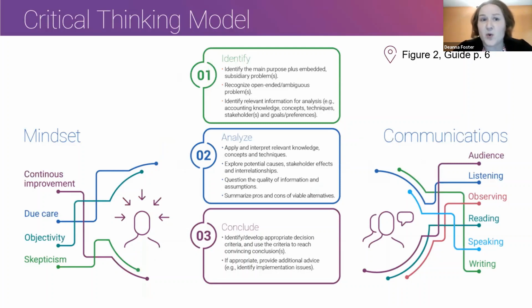And then I plan to go over this critical thinking model. And I think this is something that students can definitely go back and reference when they're doing assignments and homework. So it's broken out into 3 steps. With identifying, the students will be able to identify problems and relevant information. With analyze, they'll be able to apply knowledge. And then with concluding, they'll be able to make decisions and basically issue advice in their assignments.